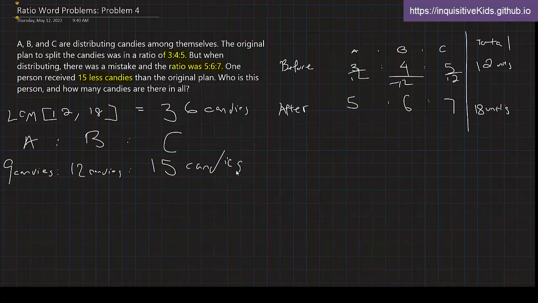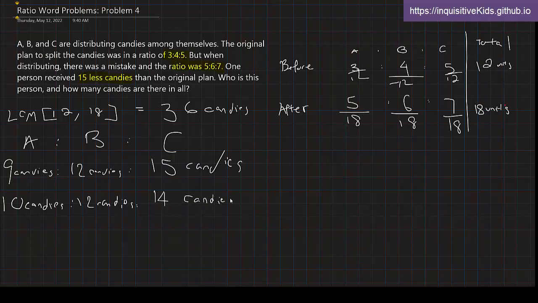This is the before ratio. Now what's our after ratio? Remember, this unit is now 18, so the denominator is 18. What's 5/18 of 36? That's 10 candies. What's 1/3 or 6/18 of 36? That's 12 candies. And what's 7/18 of 36? That would be 14 candies.